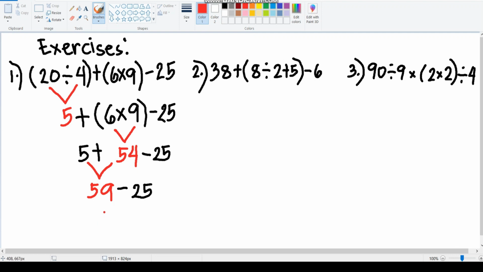Now simplify your answer. 59 minus 25, that will be 34. And our final answer is 34. How about number 2?